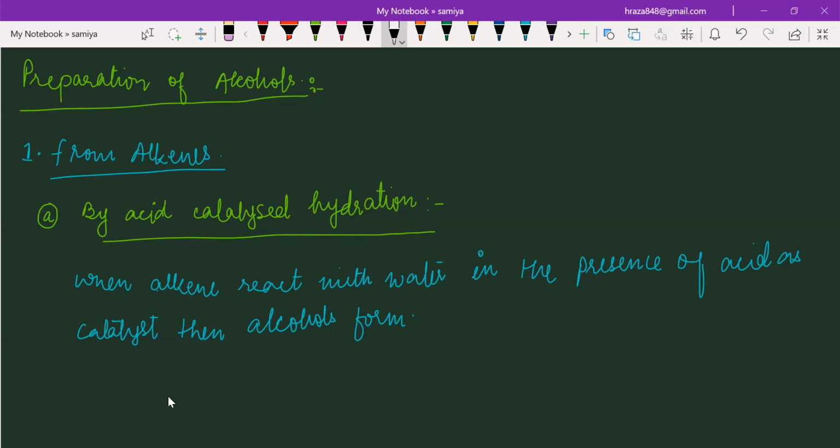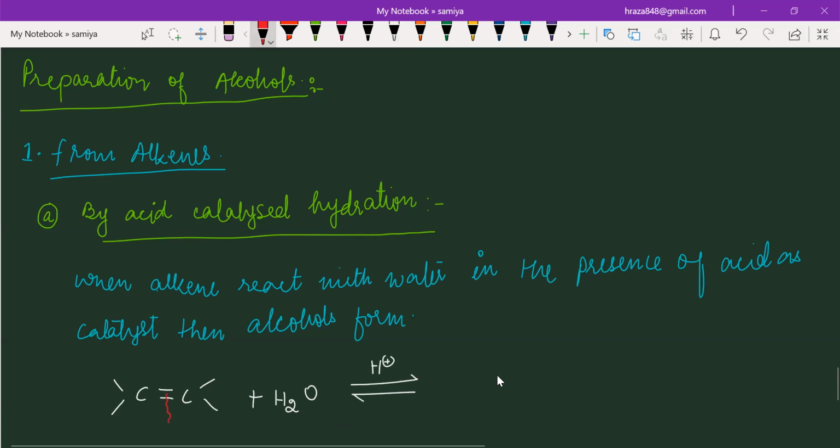Then alcohol is formed. As you can see, if you have an alkene, that means C and C, the bond between C and C is double, and you react this with H2O in the presence of acid as a catalyst. What will happen? One of the bonds will break and the other bond will remain the same. And now H2O has two parts, H plus and OH minus. This will be distributed according to the situation. Please write up to this.